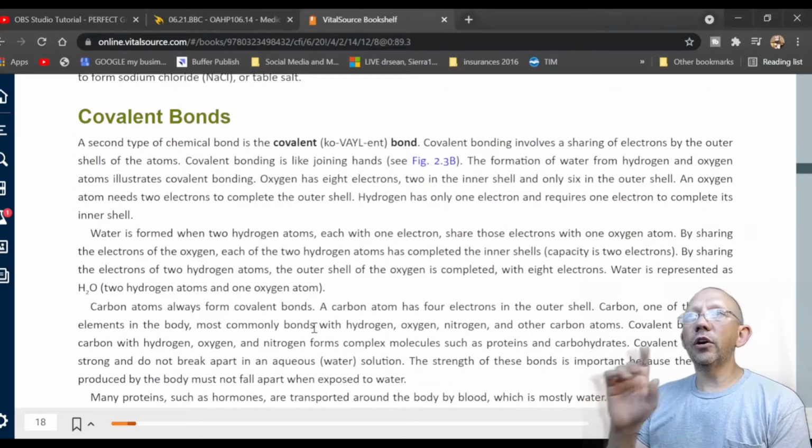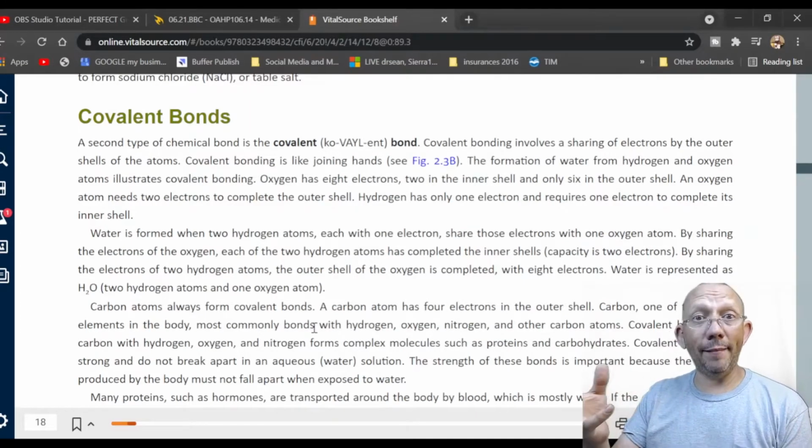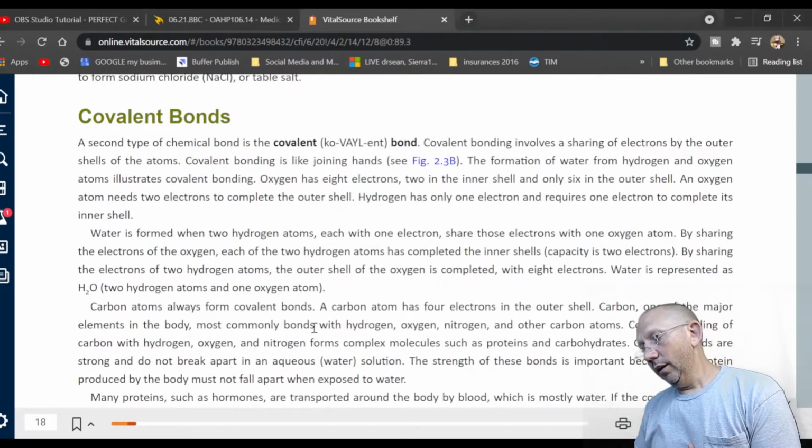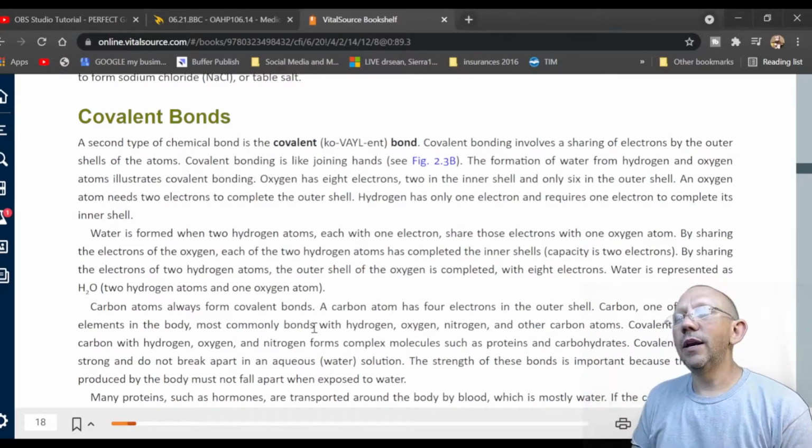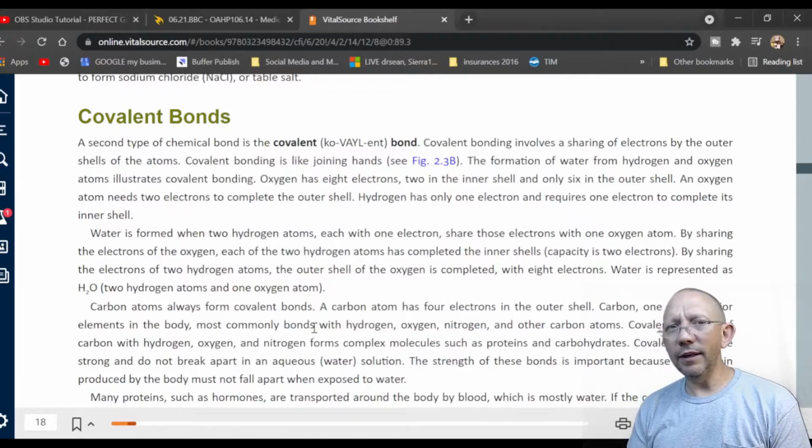Covalent. Co meaning like to share, like cohabitate. We live together. Cooperate. We do something together. Right. Those are cooperation. Combobulate. I don't know. Whatever.